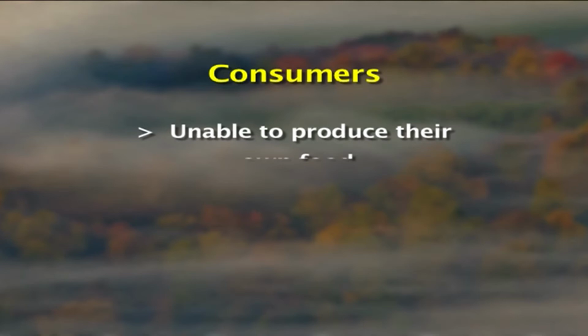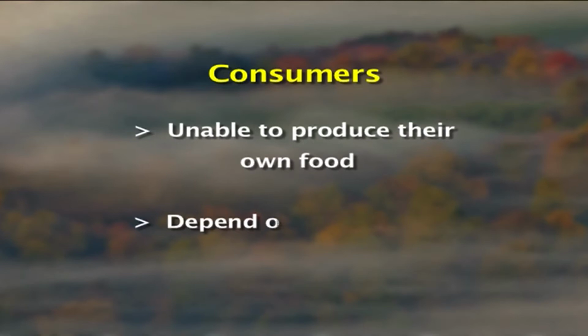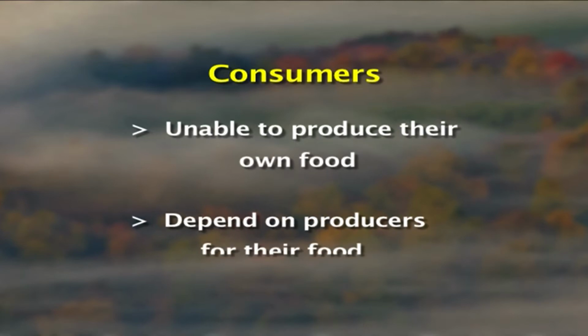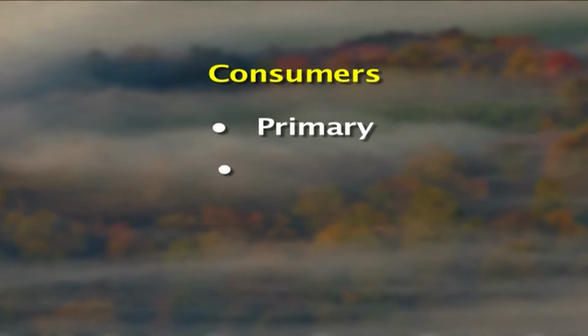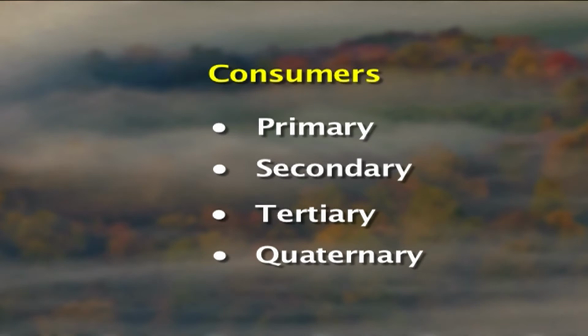Now, the consumers. Consumers are living things which do not have chlorophyll, and hence they are unable to produce their own food. They rely on the producers for their food requirements. Consumers are also called heterotrophs. Consumers are classified into four categories. They are primary consumers, secondary consumers, tertiary consumers and quaternary consumers.